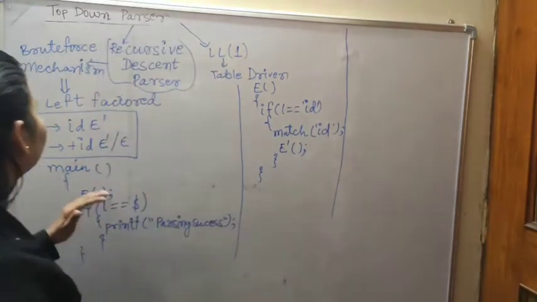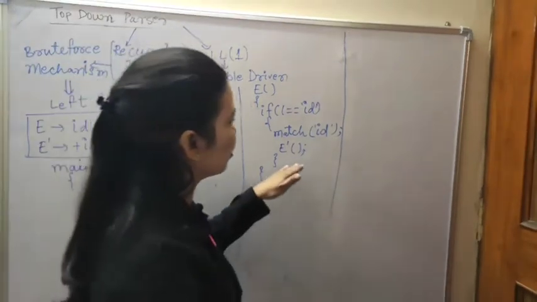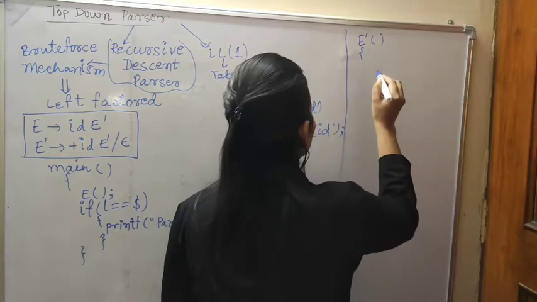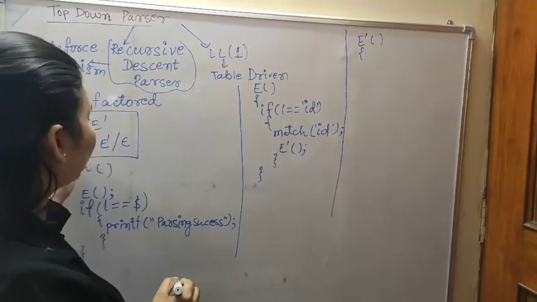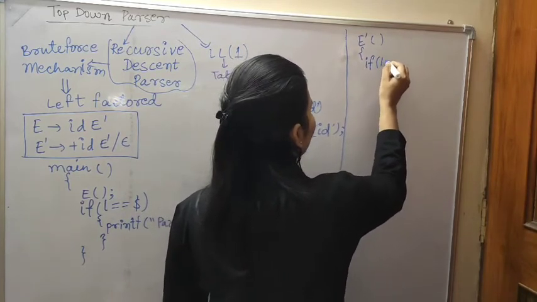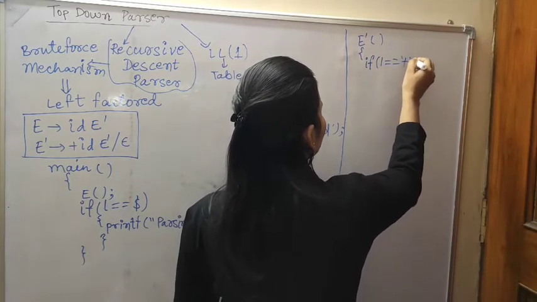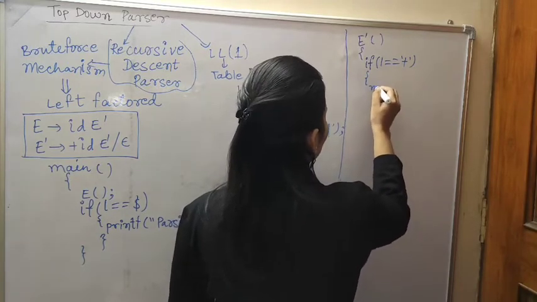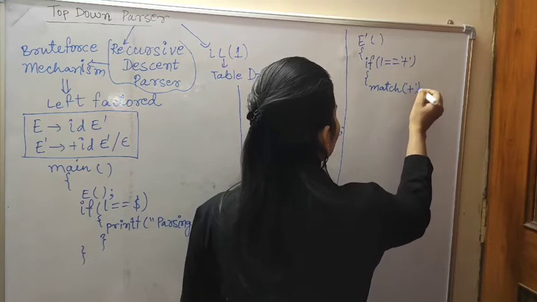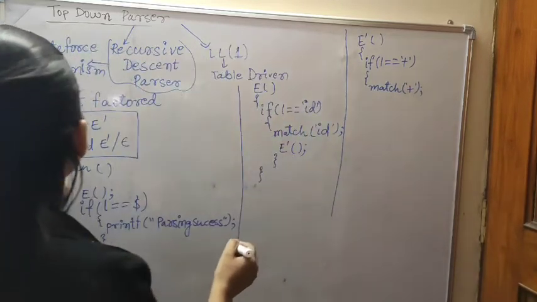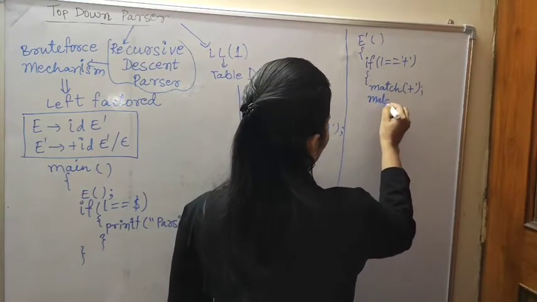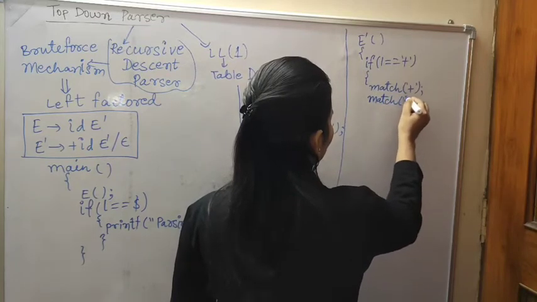Now write the E dash function, because we are calling E dash now. In the E dash function, what is the look ahead that has been given here? Plus. So then if look ahead equal to plus, then match with plus, and then what is given? id. Right, match id.